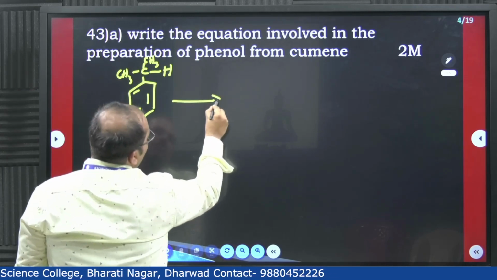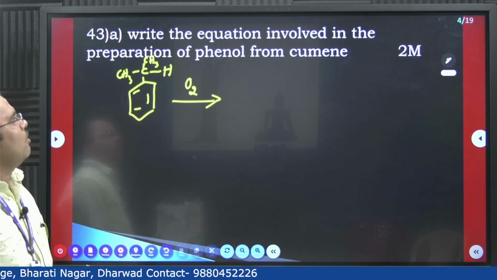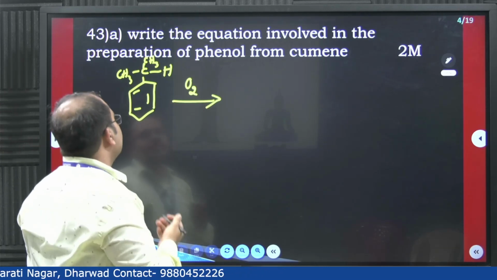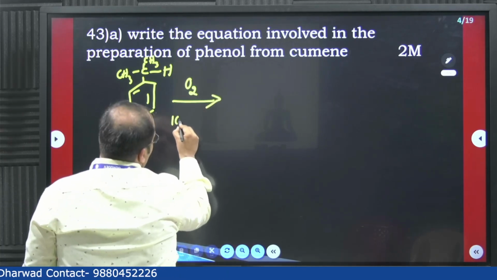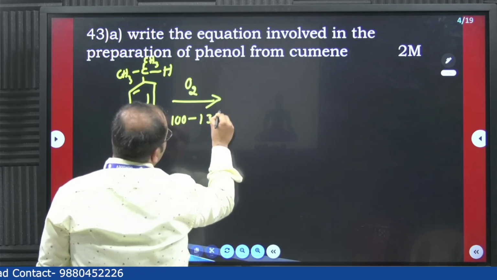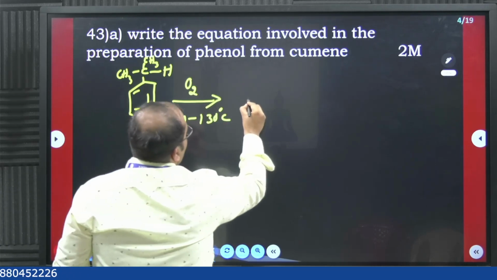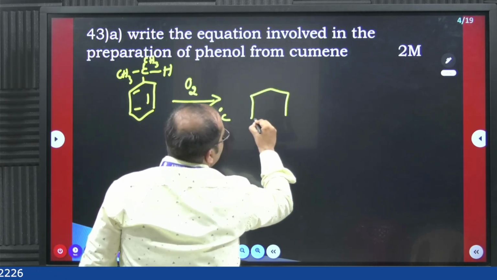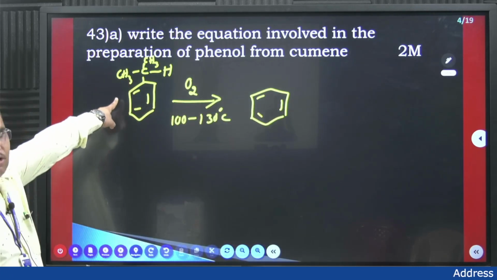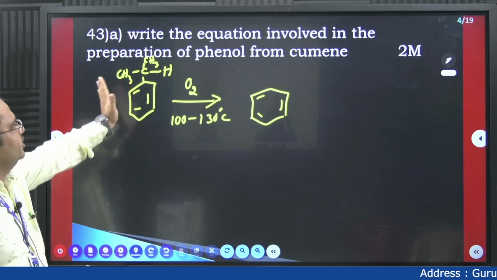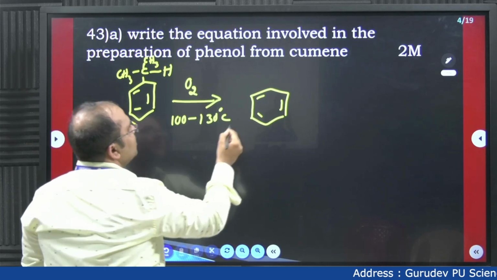Here we are going to oxidize, that is, add oxygen for the preparation of phenol. The oxidation is done at about 100 to 130 degrees Celsius in the presence of oxygen. Dear students, just look at what I am going to do. By considering the structure of cumene, what are we doing here? We are going to add the oxygen.